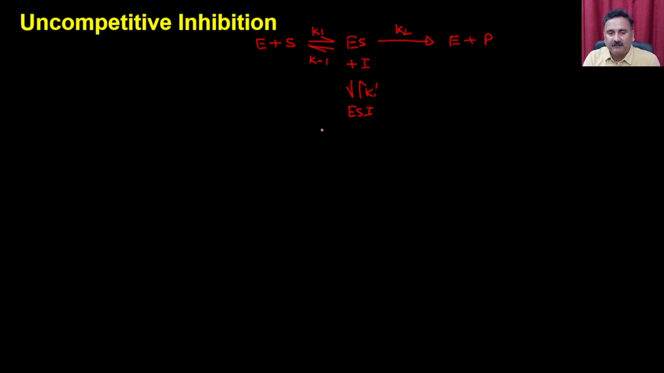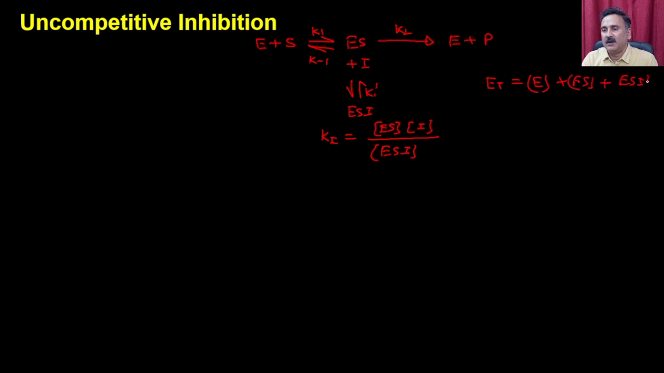So the Ki is ES times I divided by ESI. Remember that the total enzyme, ET, in this case would be E, ES, and ESI. So these are the three ways in which the ET is going to divide.